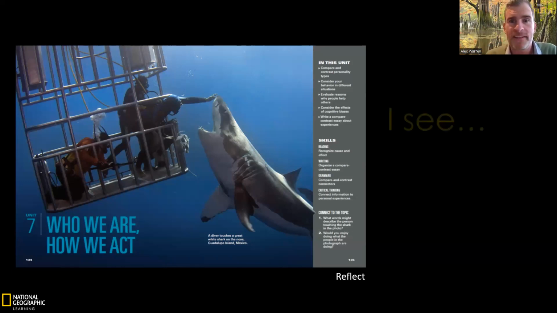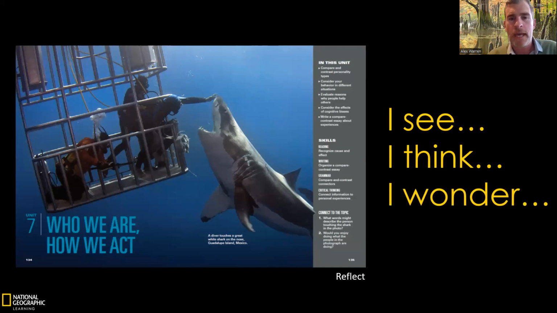And it's very simply called I see, I think, I wonder. And it might be a routine that you're familiar with, but it's so great because it works on different levels. It starts off with those lower order thinking skills of understanding and remembering vocabulary with the I see. I see a shark. I see 3 people. I see a cage. I see lots of blue, for example.